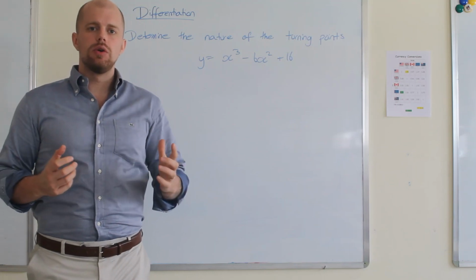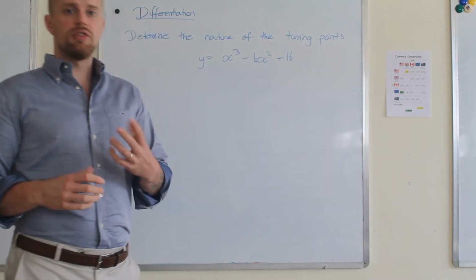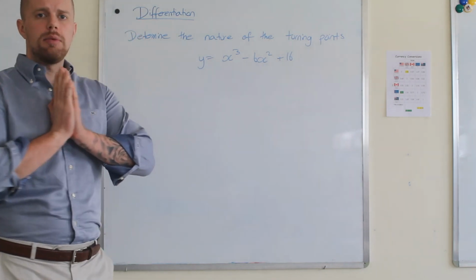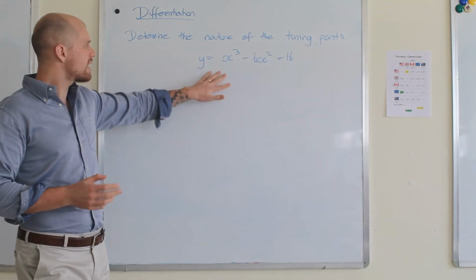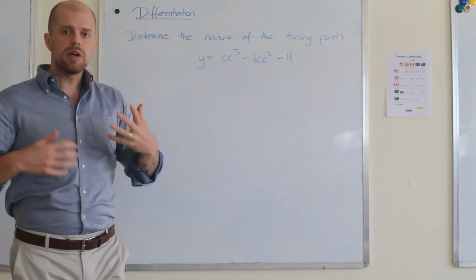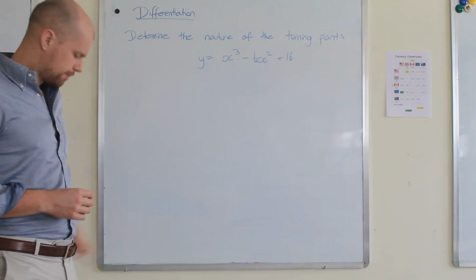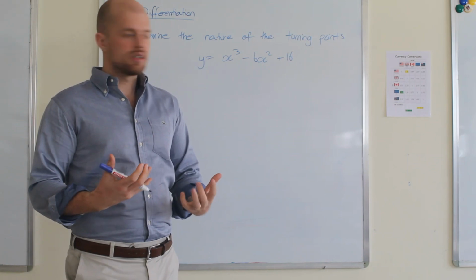Okay, so what we're going to be doing today is using differentiation, a form of calculus, to determine the nature of some turning points for this cubic graph, y equals x cubed minus 6x squared plus 16. From that, we are then going to be able to draw a sketch of the function. So the first thing we need to do is find the turning points.